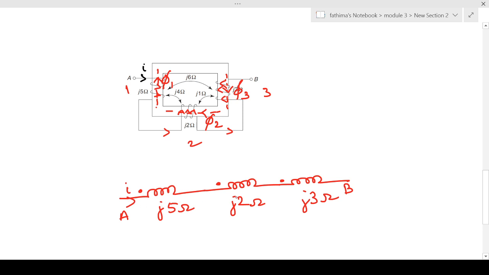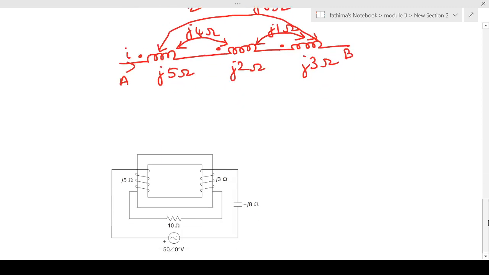So the self-inductances are shown. Now the mutual inductance between coils 1 and 2 is j4 ohm. Between 2 and 3 is j1 ohm. And between 1 and 3 is j6 ohm. So this is the dotted equivalent circuit of this particular figure. Now let's move on to the next question.